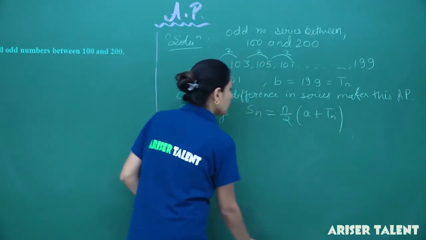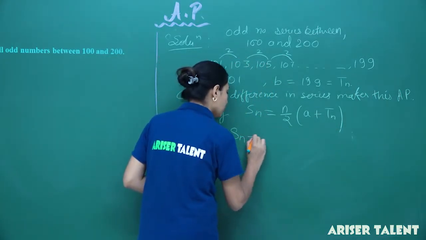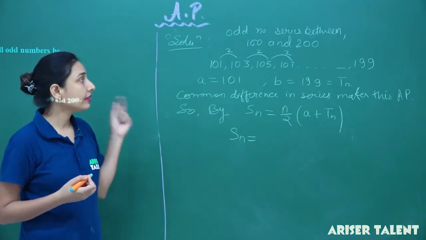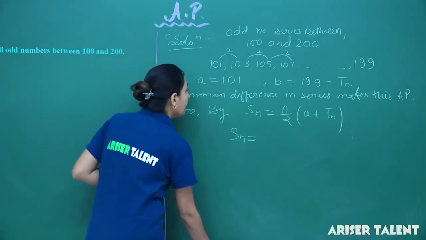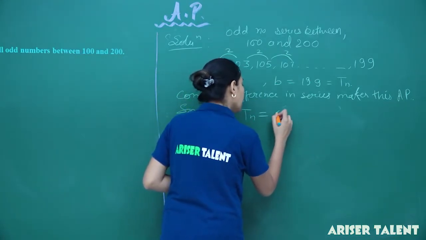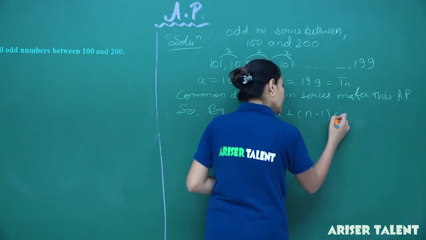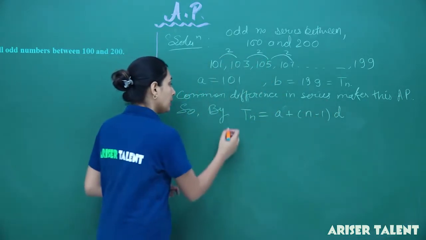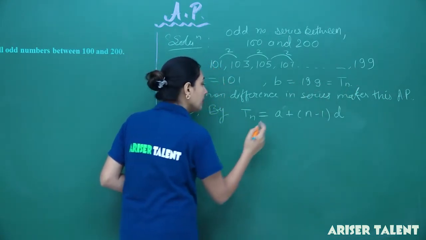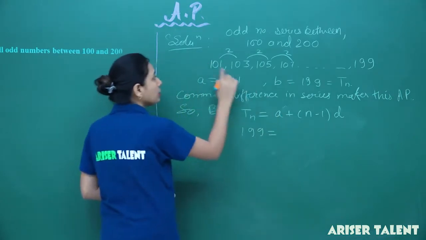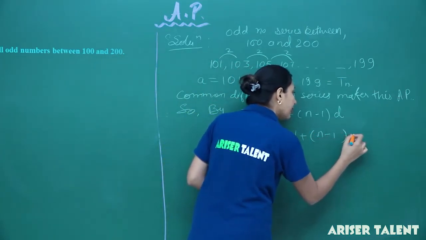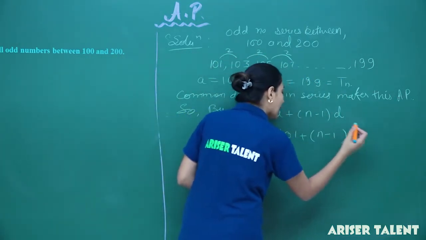Okay, so just put the value. So Sn will be equal to n by 2. Now you do not know the number n. Okay, so how will you find it? You will find it by the formula of Tn. So Tn equals A plus (n minus 1)d. Now Tn is clearly 199 here. 199 equals A, which is 101, plus (n minus 1), n is not known, we have to find it, and difference d equals 2. So I'll put 2 here.